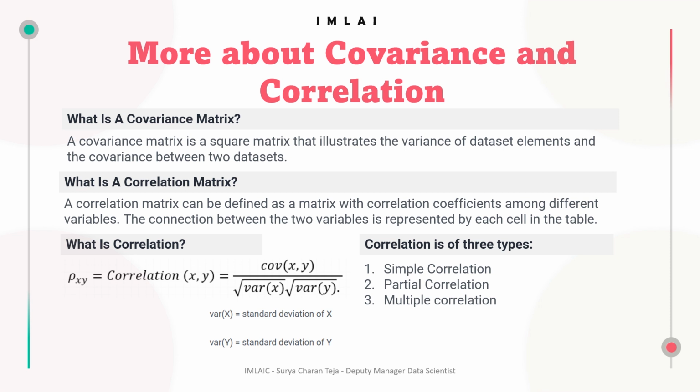So multiple correlation is nothing but you have y, one dependent variable, and the remaining three or four independent variables. In that case, the correlation between one dependent variable and four independent variables is known as multiple correlation. A statistical technique that uses two or more variables to predict the value of one variable is nothing but multiple correlation.